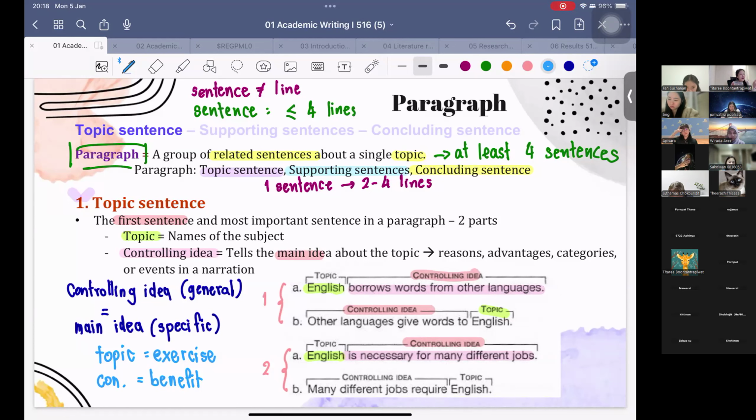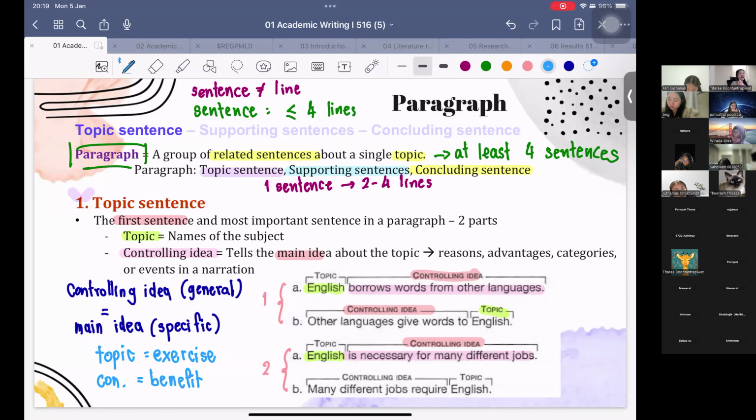So when there's a lot of things in there, having one sentence that concludes everything, provides the direction and the overview, would be a good idea for telling your readers what you're going to write about. So in this case, I wrote that controlling idea equals general, and main idea equals specifics. Or I would say that at one point, controlling idea and main idea would be the same thing.